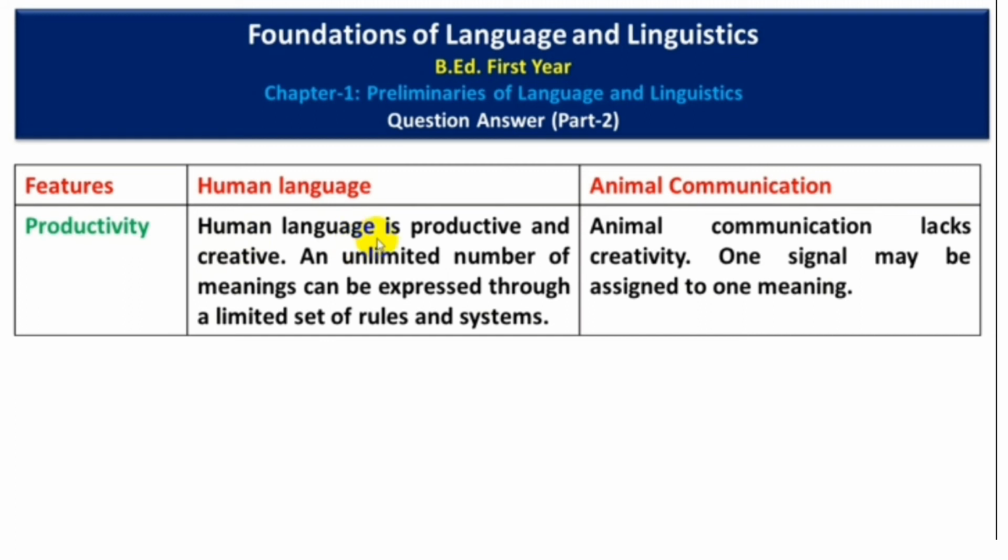Productivity. Human language is productive and creative. An unlimited number of meanings can be expressed through a limited set of rules and systems. Animal communication lacks creativity. One signal may be assigned to one meaning.